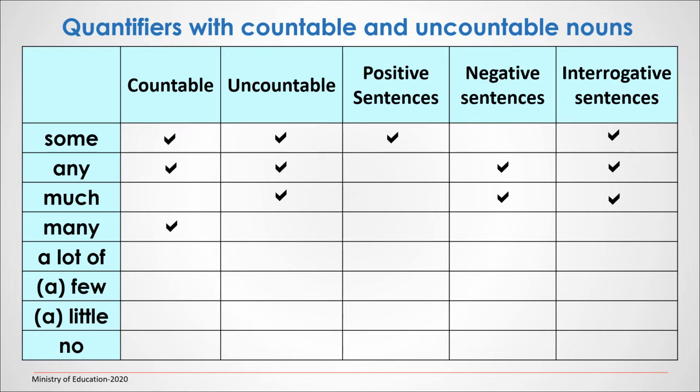Many: countable, negative sentences, and interrogative sentences. A lot of: countable, uncountable, positive sentences. Few: countable, positive sentences. Little: uncountable, positive sentences. No: countable, uncountable, positive sentences.